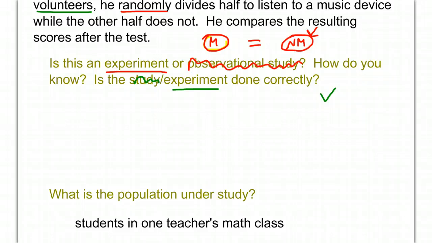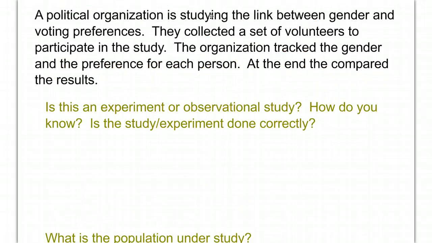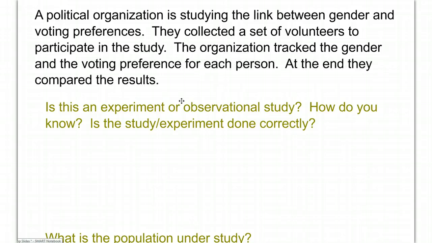And then the last example we're going to look at: a political organization is studying the link between gender and voting preferences. They collected a set of volunteers to participate in the study. The organization tracked the gender and preference, voting preference that is, for each person. At the end, they compared the results. To identify if it's an experiment or observational study, we're looking for the key attributes of an experiment.